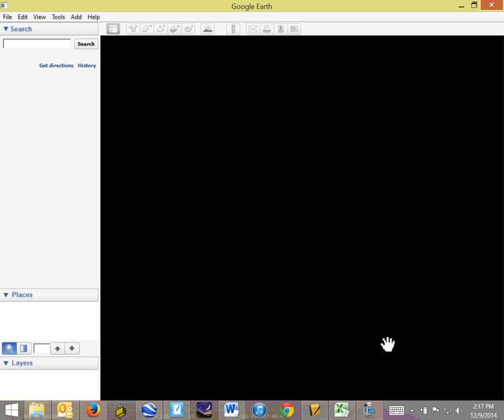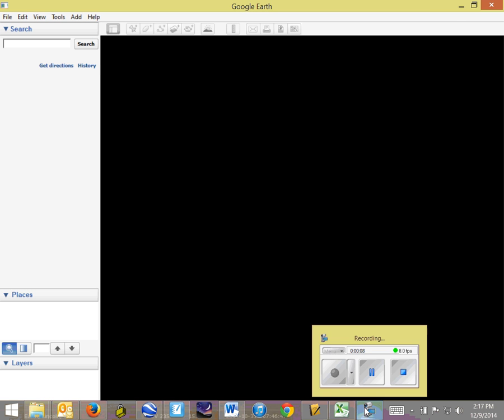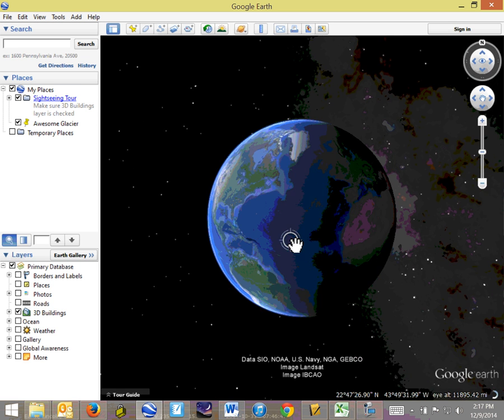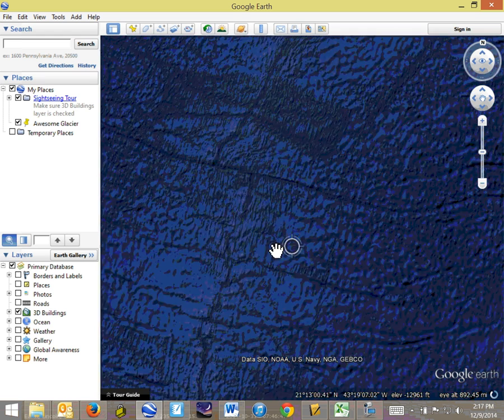So luckily, Google Earth does a great job of showing this and displaying this sort of idea. If I can get it to boot up. Okay, so if I zoom into Google Earth, I'm going to zoom in really, really quick.